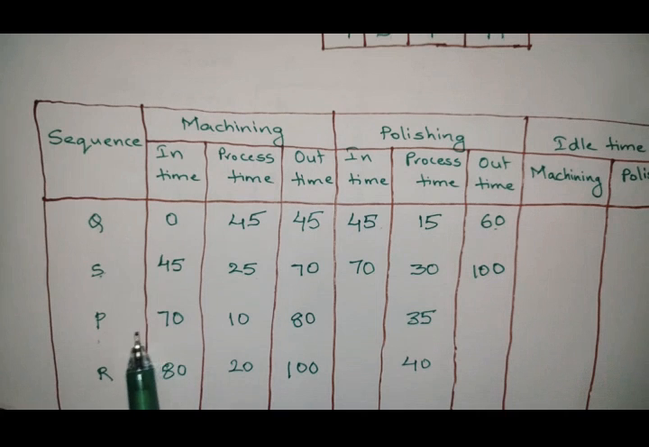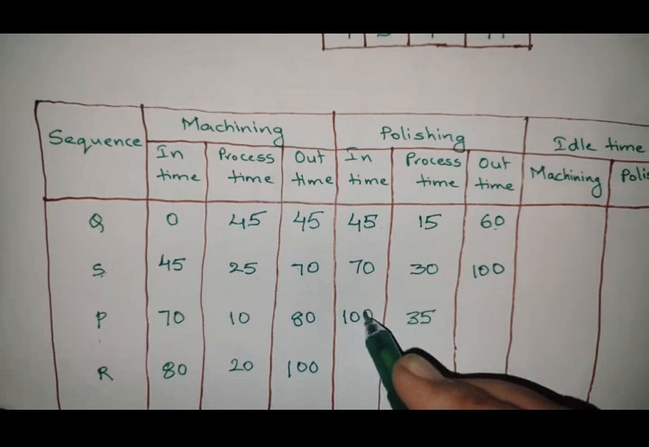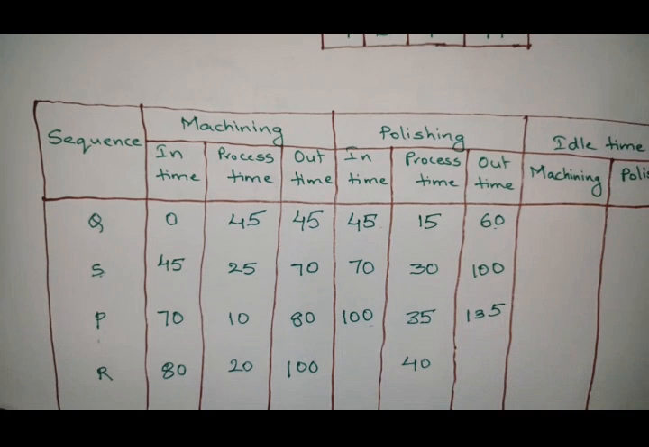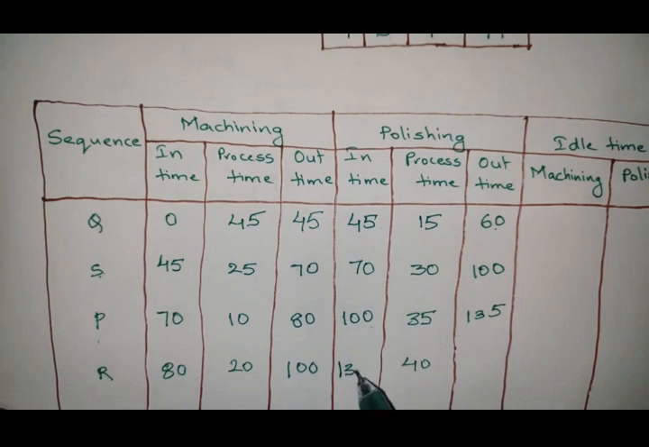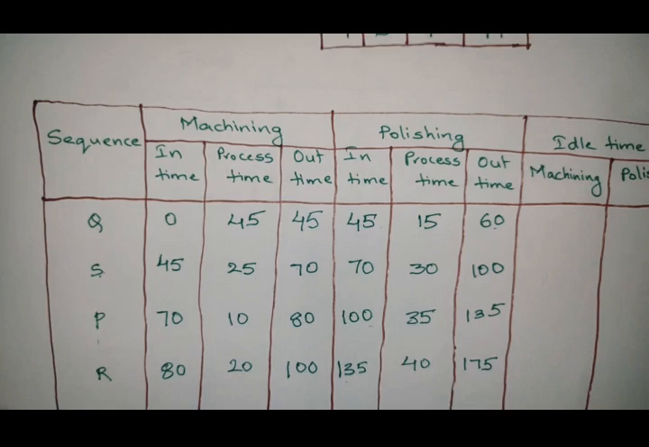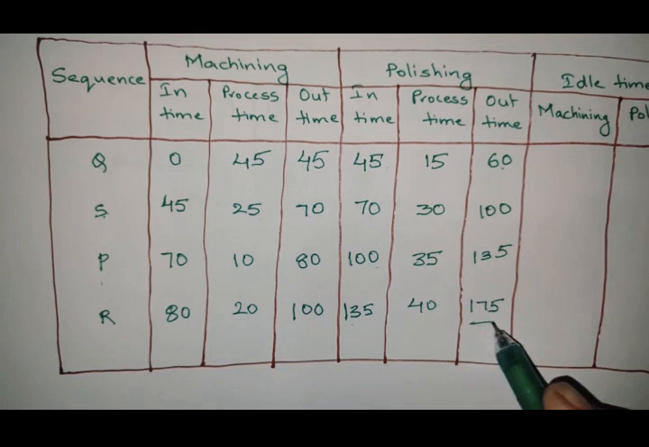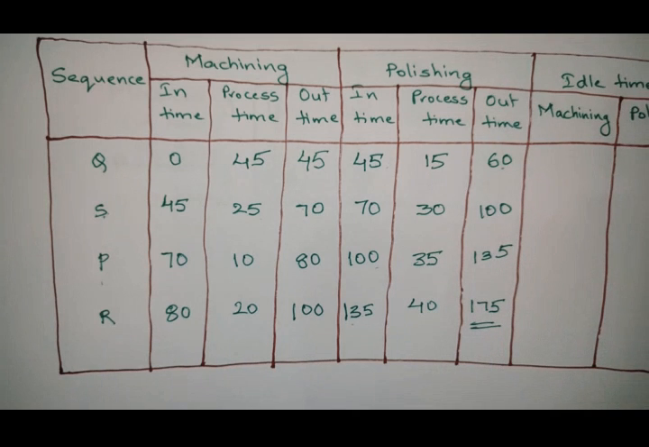And next, corresponding to job P, the maximum value of 80 and 100, 100. The out time will be 100 plus 35, 135. And next, for job R, the in time will be the maximum of 100 and 135, that is 135. The out time will be 135 plus 40 is equal to 175. So like that, we have calculated the in times and out times. Now what is the total elapsed time in the sequence? It is equal to 175 hours.